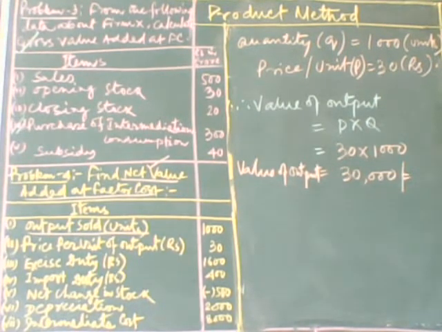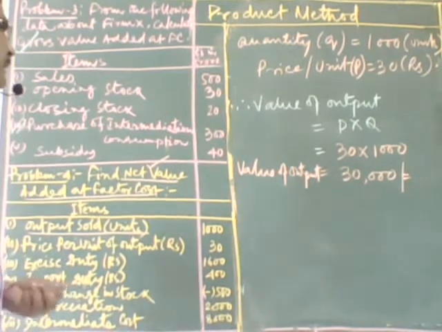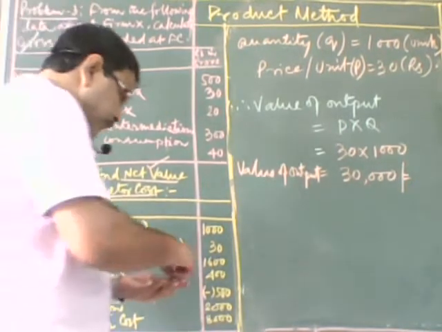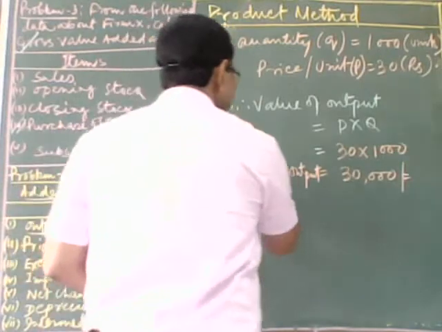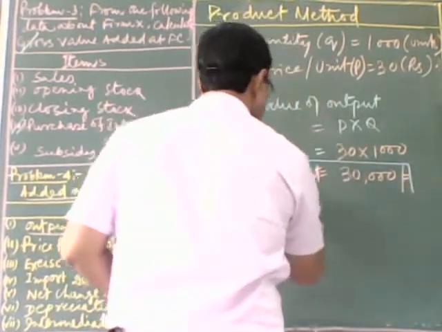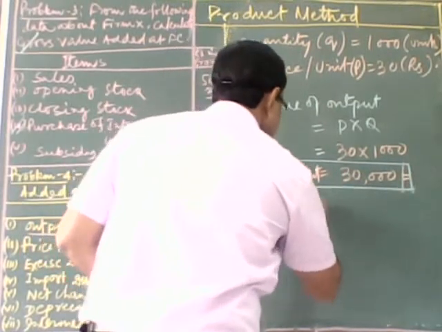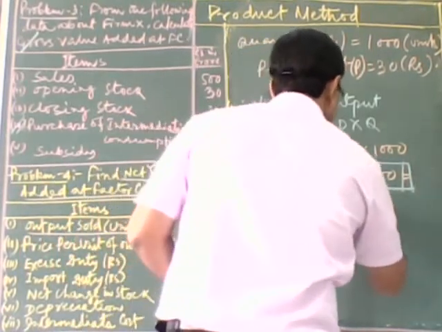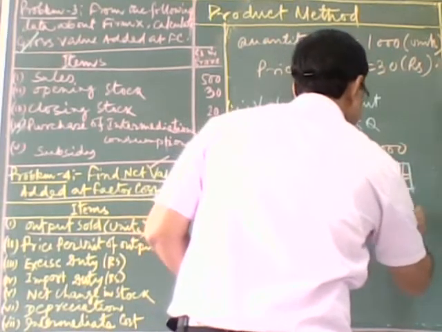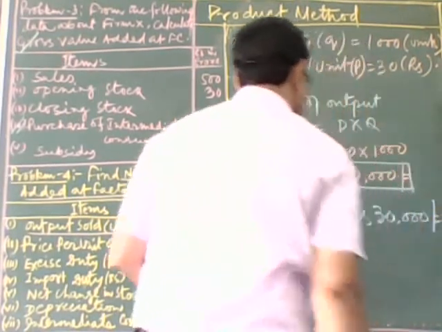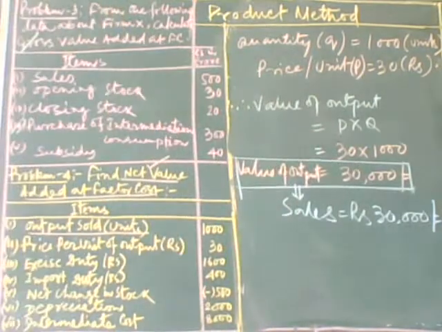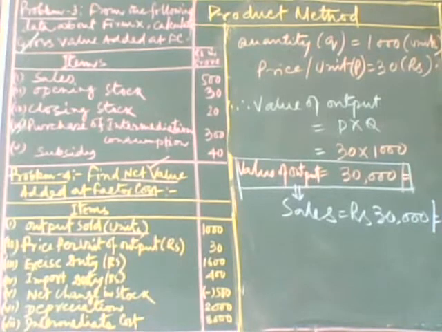Since the entire output is sold in the market, this value of output will be considered as sales. Therefore, sales is equal to rupees 30,000, because here the entire output is sold in the market during the year. This is number 1.